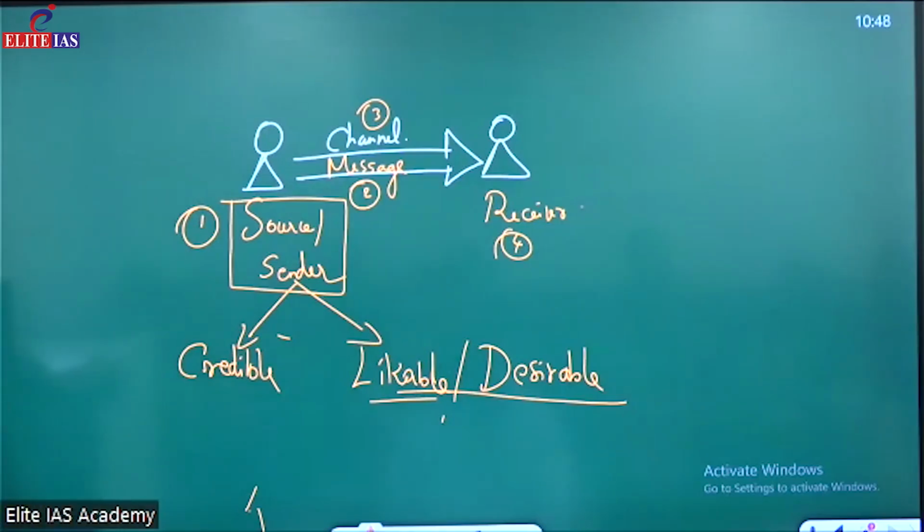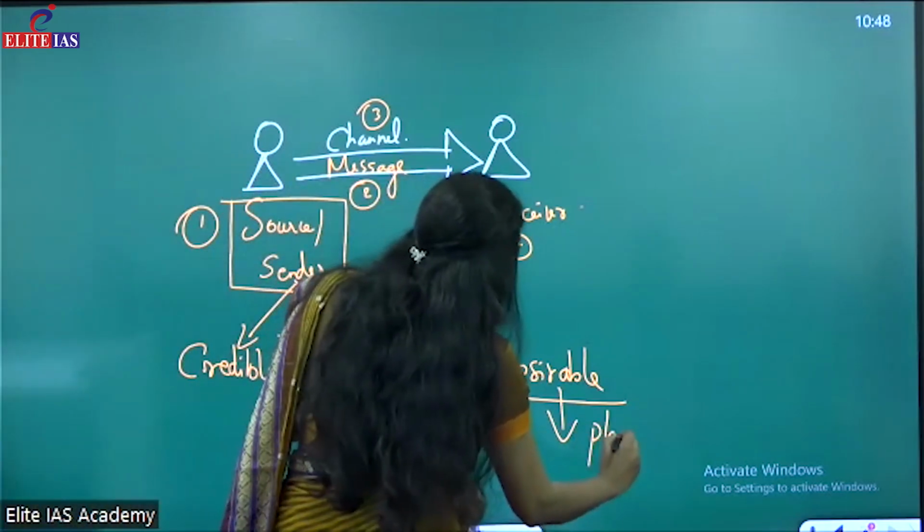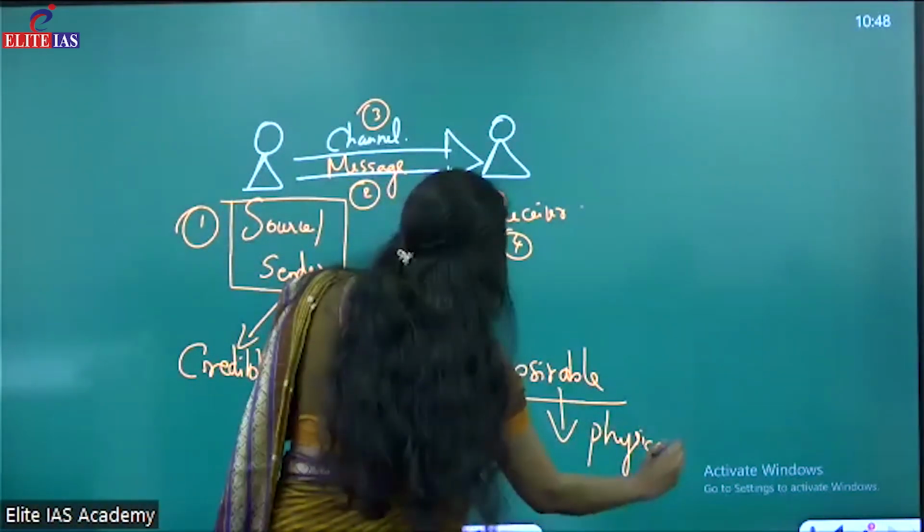And these sources can be credible sources also. If a person is such a way, then the message delivered by him will be accepted by the receiver easily. Source has to be in such a pattern. Mostly in the marketing field, in likable or desirable sources, they are using physical attractiveness also.